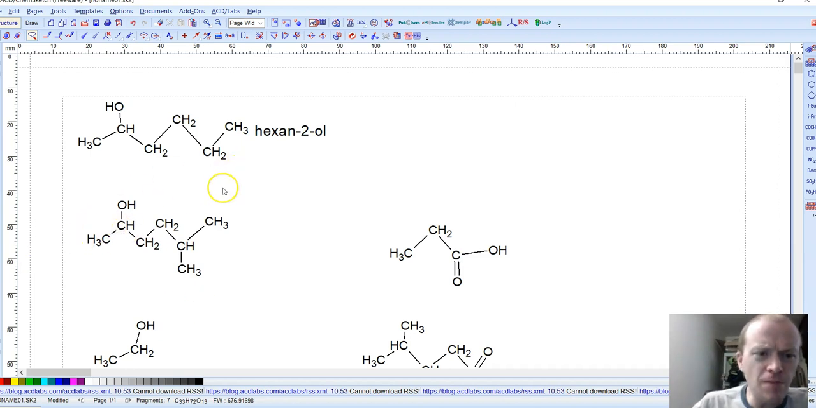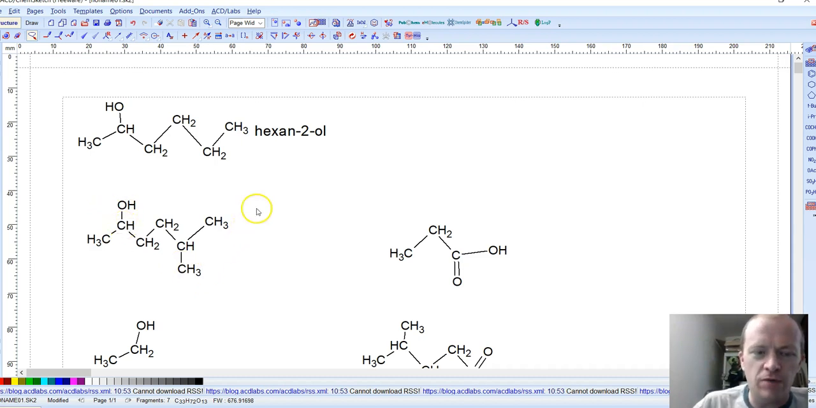Okay, so another example here. Longest chain of carbon atoms: 1, 2, 3, 4, 5, 6. No matter how we count it, there's only 6 carbons that we can get to. So hexane is going to be the base name. Again, we're going to state that the hydroxyl here is on carbon 2.